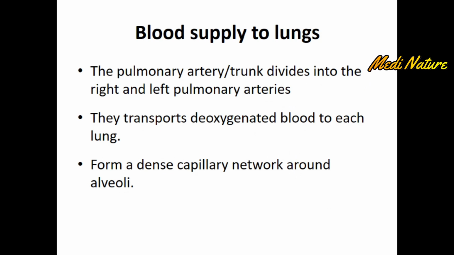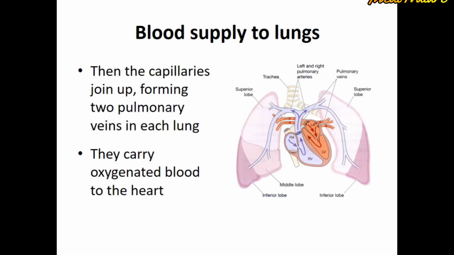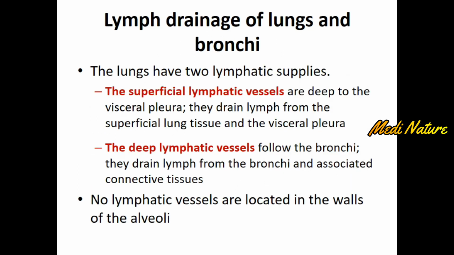The pulmonary trunk or the pulmonary artery divides into right and left pulmonary arteries. They transport deoxygenated blood to each lung, and they form a dense capillary network around alveoli. Then these capillaries join up and form two pulmonary veins from each lung. They carry oxygenated blood to the heart. Now the lymph drainage of lungs and bronchi.